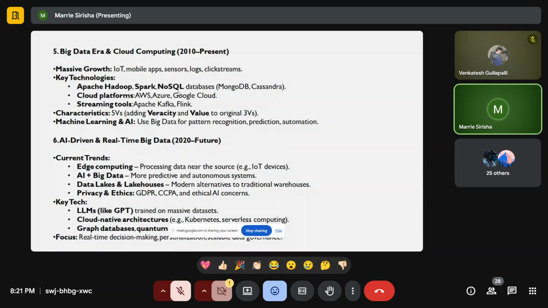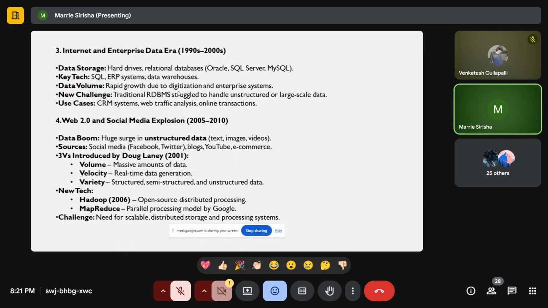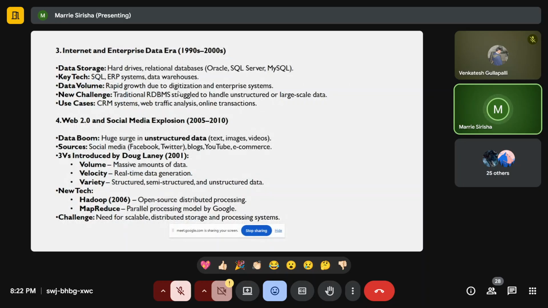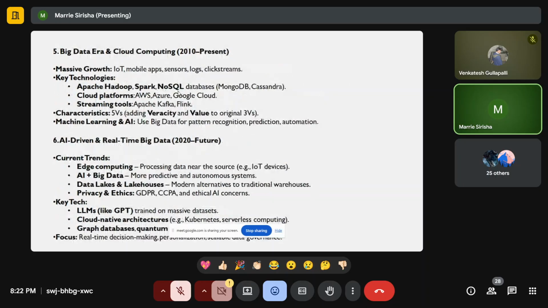Next, in the past, between 2005 to 2010, we introduced three V's, right? But between 2010 to present, we have introduced five V's. What are those five V's? We are adding these three: volume, velocity, variety, but we are adding two more V's, that is veracity and value.